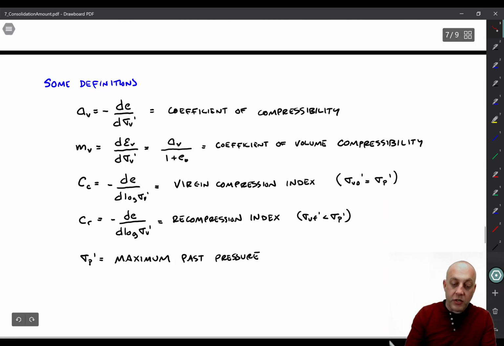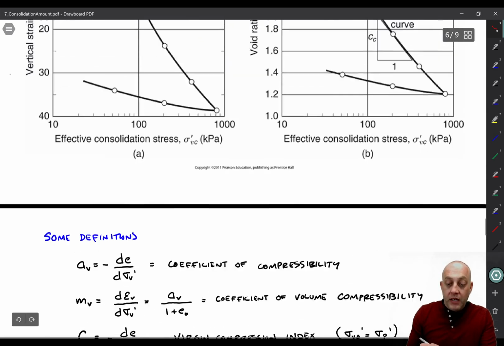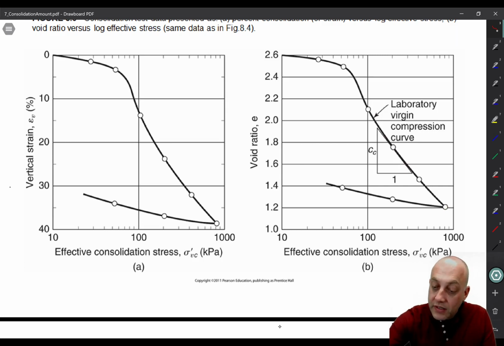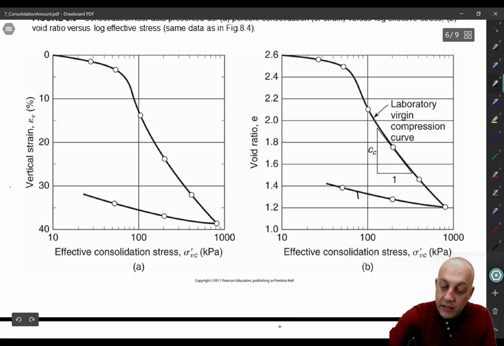C sub r has the same equation definition as C sub c. We're just looking at a different part of the curve. This is now where the final effective stress is less than sigma p prime. That would be the case like right here. We've come to this high pressure out here, 800 kPa, now we're unloading. So sigma vf prime is only 200 kPa, but sigma p prime is 800. It's also not drawn, but I will add it. That slope right there is C sub r. And C sub r is less than C sub c.